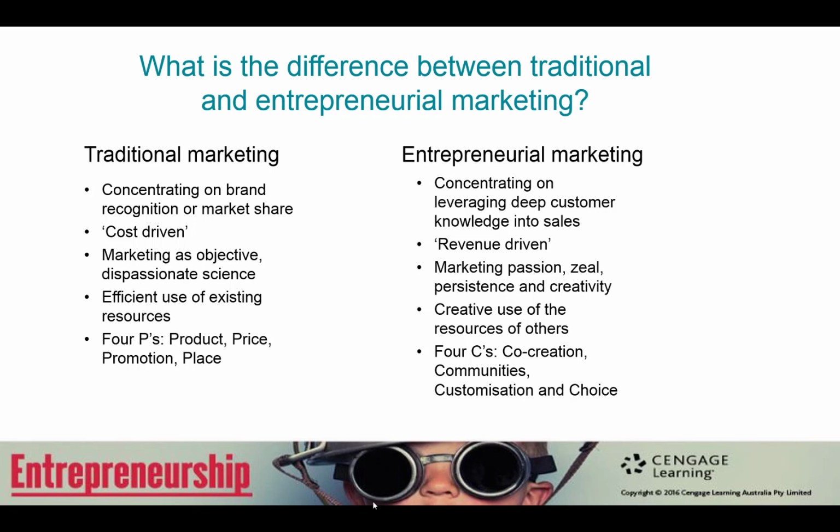Traditional marketing has a very strong emphasis on the use and efficient use of existing resources. So what's our resource profile today, and how are we going to use that resource profile today and in the near term to achieve our objectives? Entrepreneurial marketing, on the other hand, is much more leveraged around the creative use of other people's resources or resources that we don't directly own. And so what we're talking about there is trying to find a way as a business how we can actually leverage other people's resources to achieve our objectives.